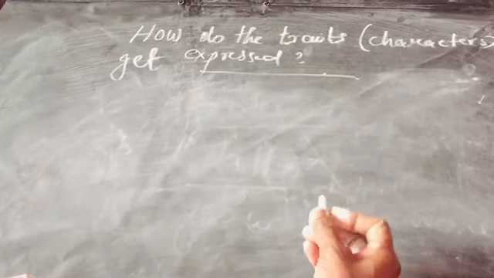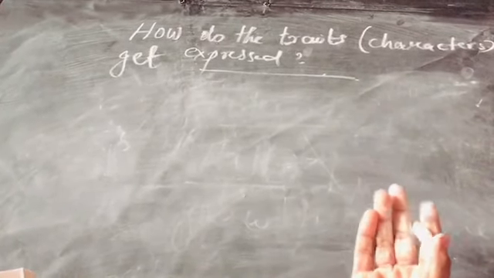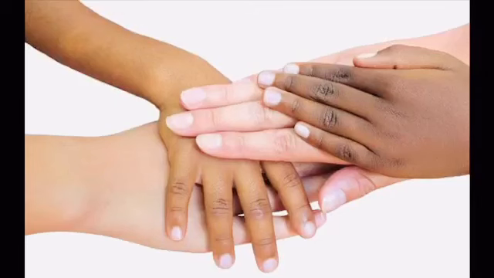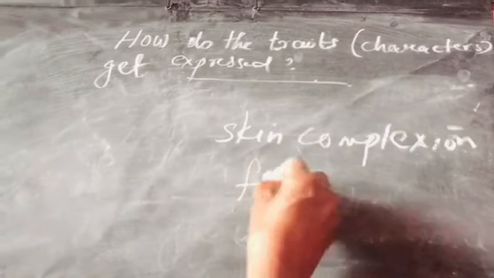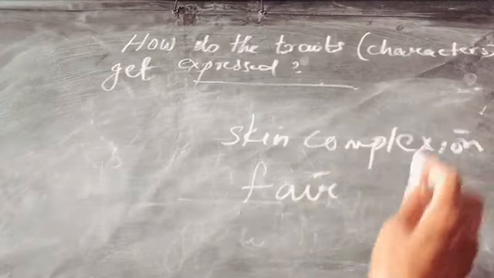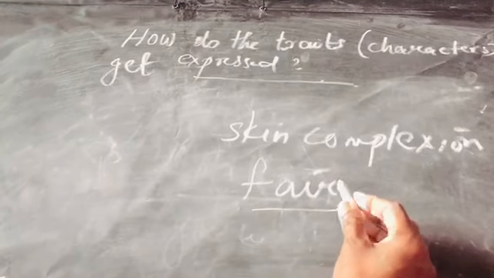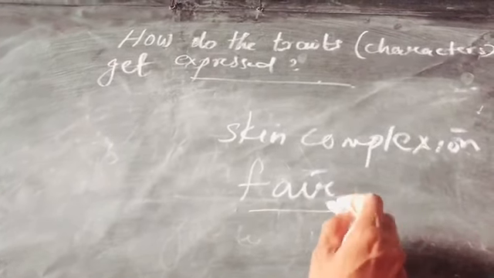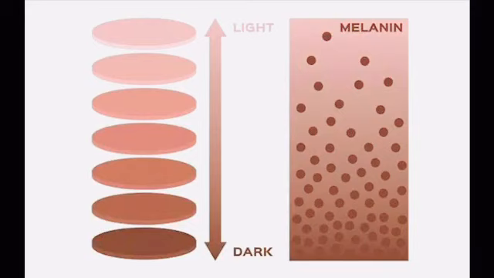Another example I'll tell you. Another hereditary characteristic: skin complexion. You know that the Indian skin complexion, we are called brown skinned people. Suppose a very fair person, very fair. You know that if a person is very fair, it means the black pigments in the skin, the melanin pigments, are less in their skin. If you have more melanin pigments in your skin, you look darker.